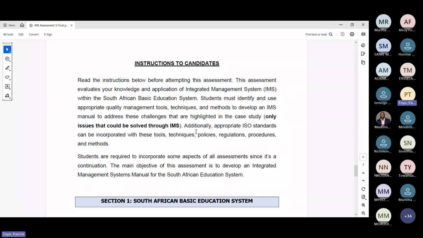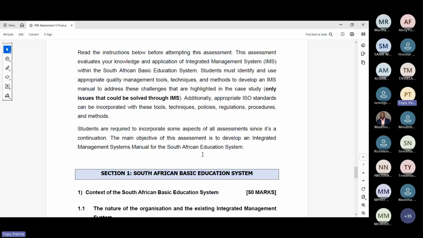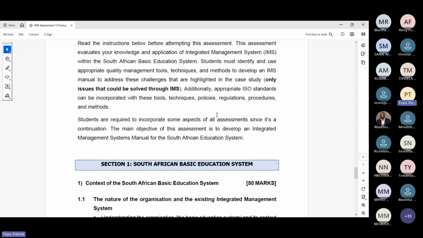Students must identify and use appropriate quality management tools, techniques, and methods to develop an IMS manual to address these challenges that are highlighted in the case. We shared a couple of manuals with you for you to go through so that you are aware. At some stage, I warned you that you would be asked to develop one. So the time has come.